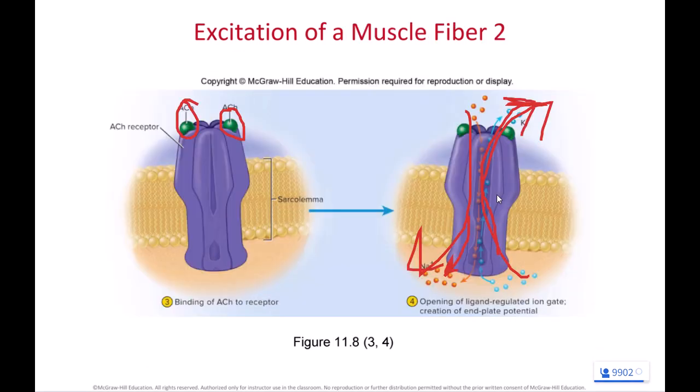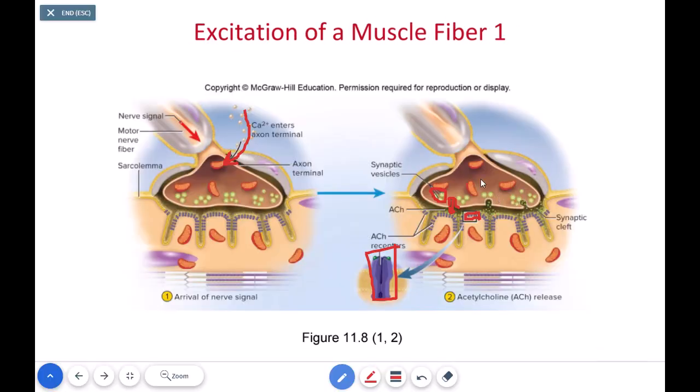Good question. What happens to the calcium that rushes into the axon terminal and causes acetylcholine to be released? Ultimately, that calcium is going to be processed and exocytosed. It will be released back into the extracellular fluid so it can be recycled and reused. It does not stay in the axon terminal forever. We just didn't emphasize that step because it's not one of the key components of this process.